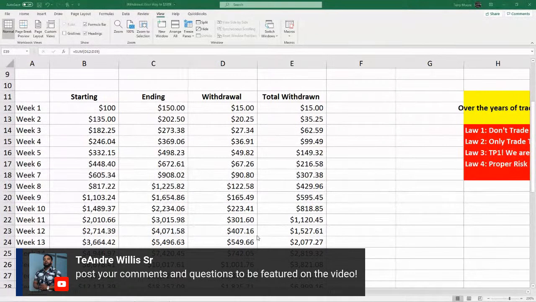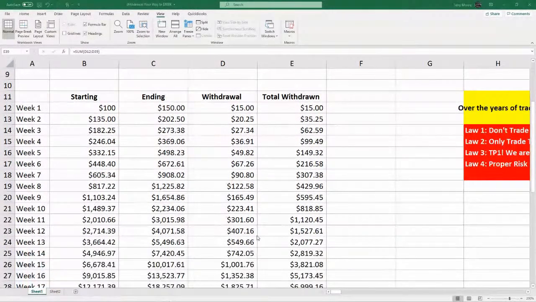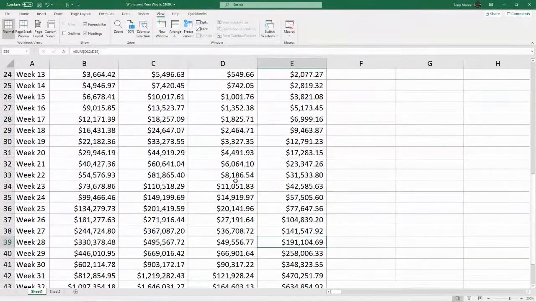So in total, what you've been able to accumulate from week 1 to week 12, starting with $100, compounding your account by 50% every week, and taking out 10% and putting it to the side. At the end of week 12, you have a total of $1,527.61 put aside. But you have accumulated in your account by week 13, $3,664.42. Ladies and gentlemen, that is the power of compounded interest.